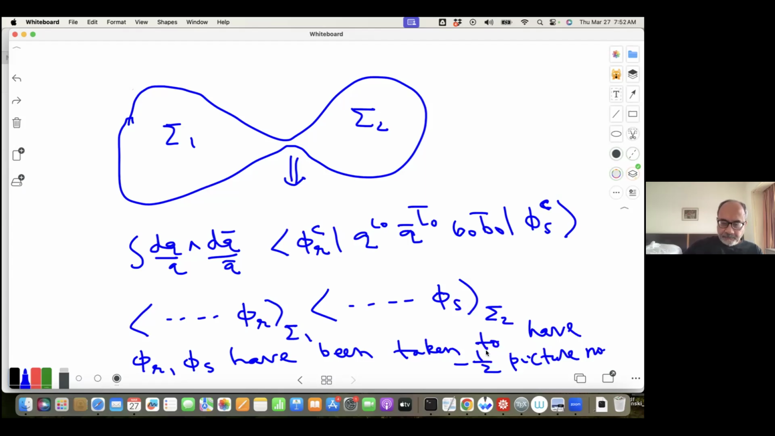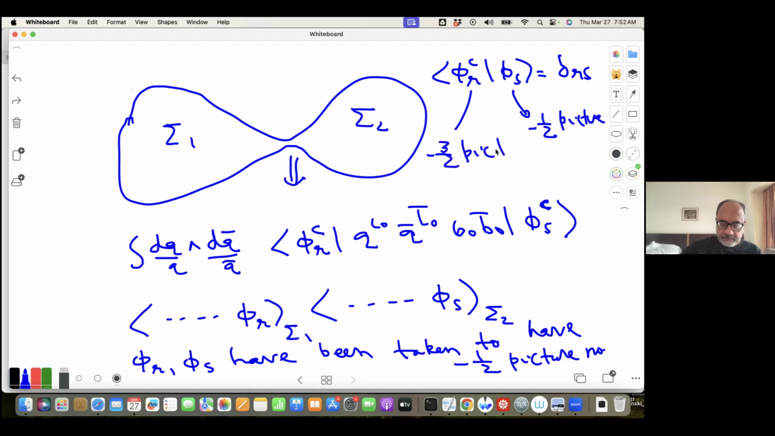But if that is the case, then you see that you have this relation: phi r, C phi s, is delta rs. So if this has minus half picture, then this should have minus 3 half picture. Because the total picture number has to be minus 2. This is a disk amplitude, and on the disk, we know the total picture number has to add to minus 2. So if this is minus half, this is minus 3 half. So you see here you have a minus 3 half here. Similarly, here you have a minus 3 half.